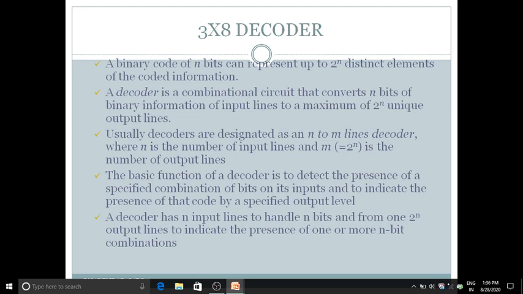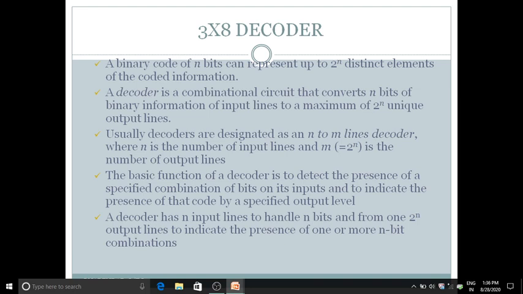So a decoder is a combinational circuit which converts n bits of information, or detects the n-bit code present at its input lines, and indicates the presence of that unique code by using one out of the 2 power n output lines. So this is what a decoder is in general.